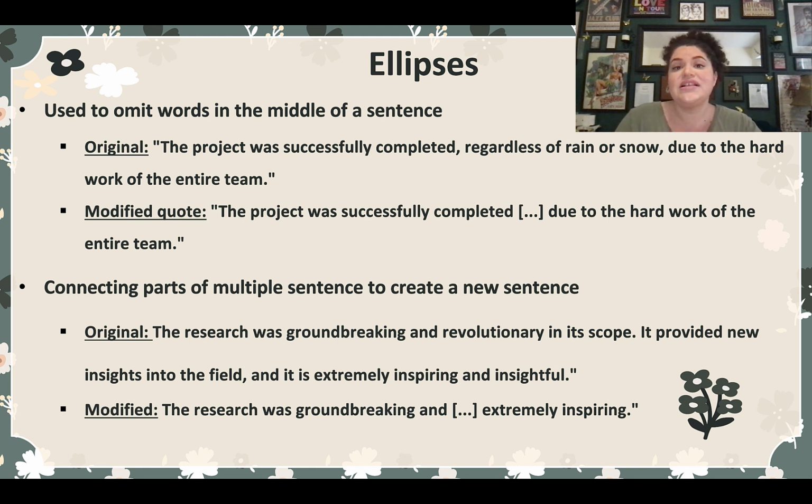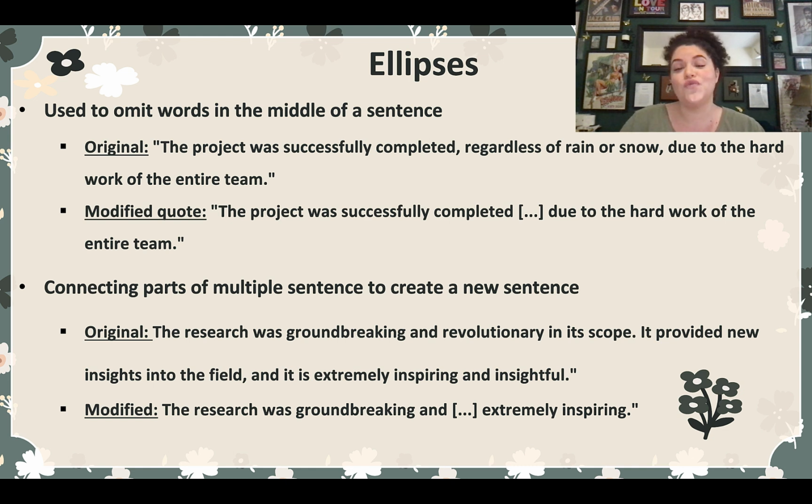Secondly, notice that the message of both quotes are exactly the same, okay? By removing regardless of rain or snow, I did not change the meaning of the sentence. This is super important, and you have to make sure that you're sticking to this, right? We can't use ellipses to remove information to change the meaning of a quote to fit our argument better, right? We don't want to manipulate our reader. We just want to make it easier for them to read, right?